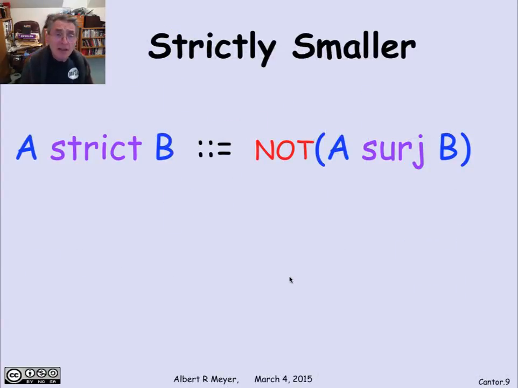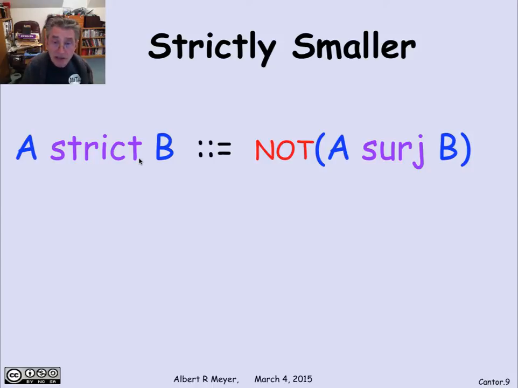Okay, so let's make an explicit definition. I'm going to say that A strict B means that there is no surjection from A to B. So if we read A surjection B intuitively as A greater than or equal to B, this is saying it's not true that A is greater than or equal to B. In ordinary language, thinking about sets, if it's not true that you're greater than or equal to B, you must be strictly less than B. So that's the motivation for the word strict.